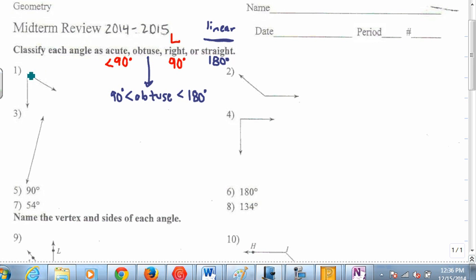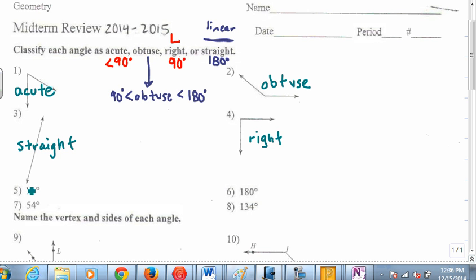All right, Matt, number 1, what kind of angle is that? Acute. Number 2, Luis, what is that? Obtuse. Very good. Number 3, Shane. Good. We have a straight line here. Number 4, Blake. A right angle. How many degrees? 90. Very good.